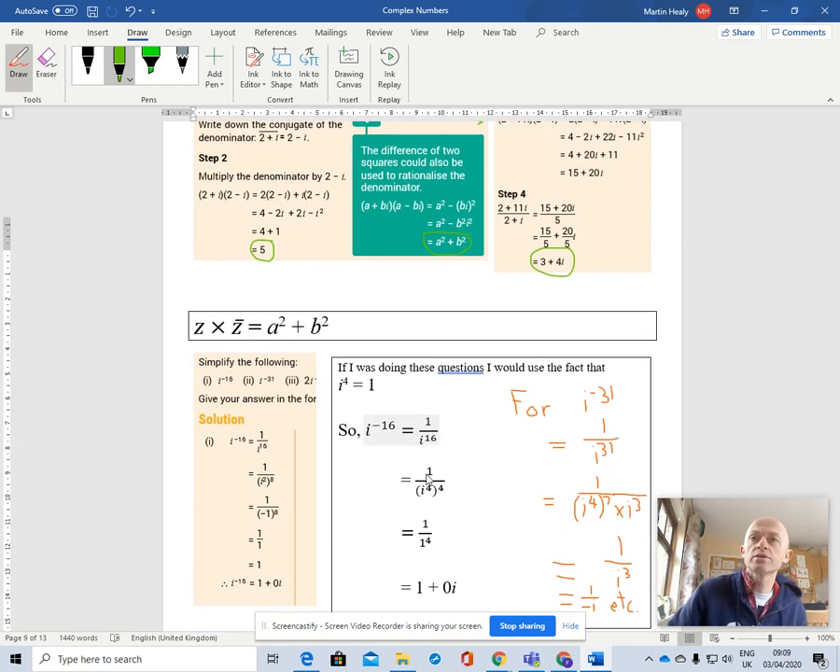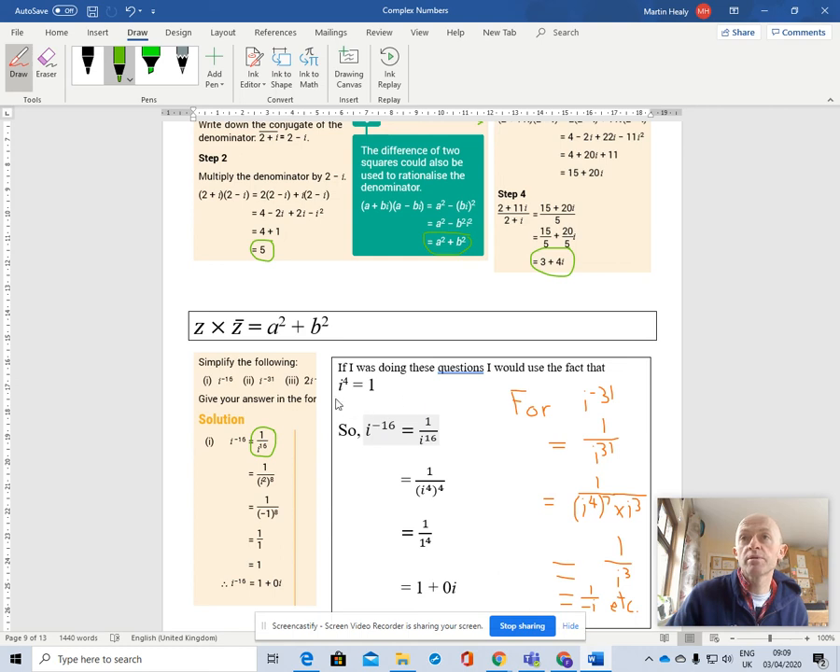At the end of the exercise, this fancy stuff here, simplify i to the power minus 16. First step is make it 1 over i to the power 16 to get rid of the minus power. And then, using your knowledge that i squared is equal to minus 1, you factor out the i squared there, so it's i to the power 2 times 8. And that i squared is equal to minus 1, and you work it down there to be 1.